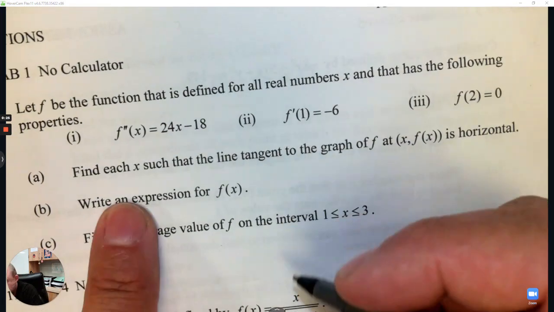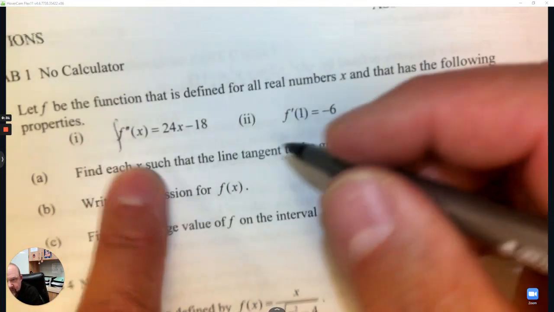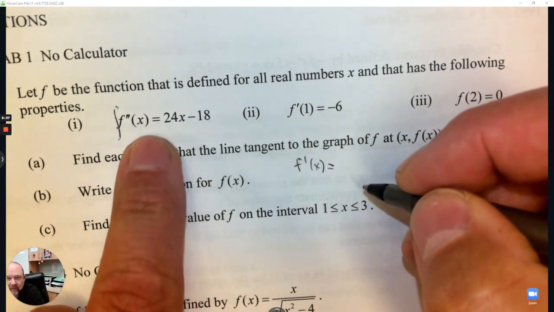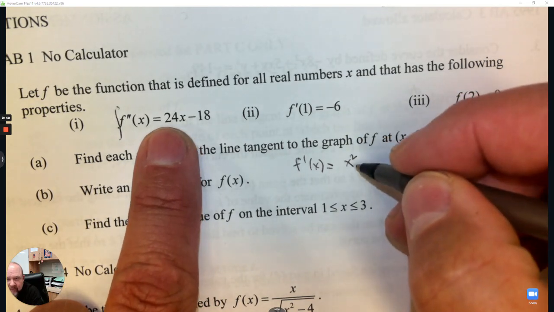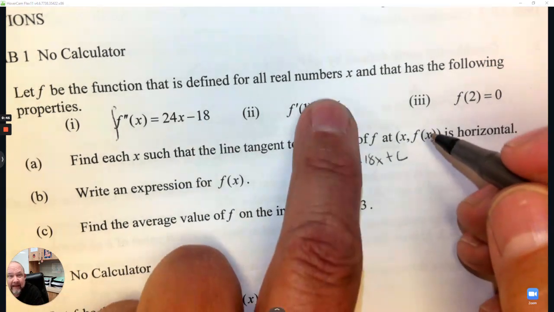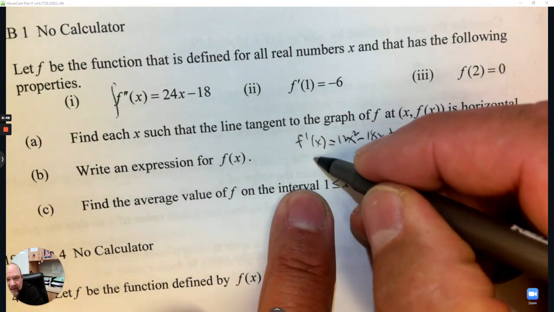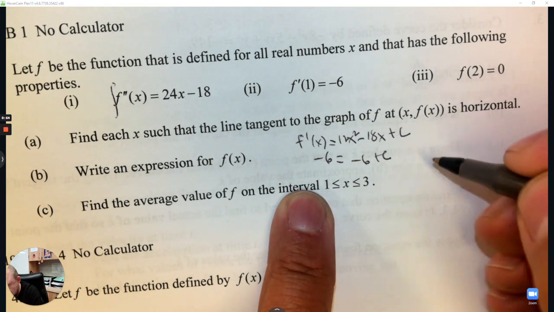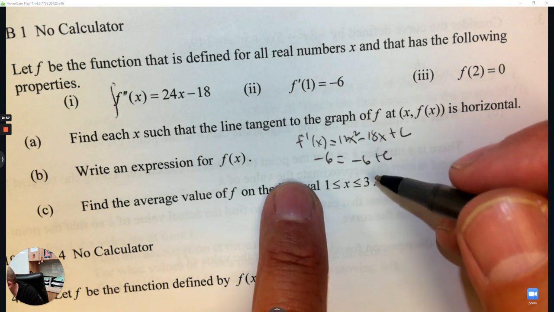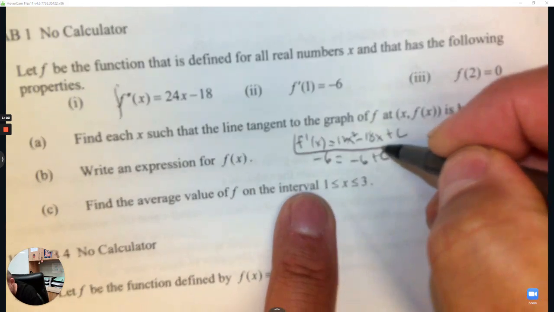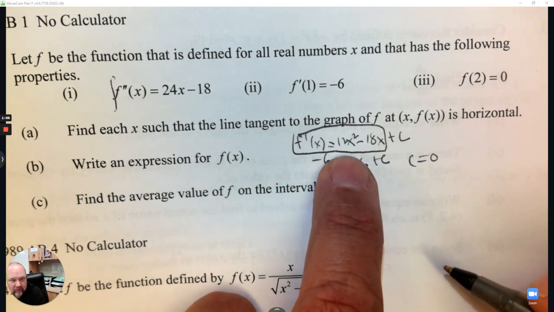So first, I need to integrate the second derivative to find the first derivative. So we're going to add 1 to the exponent and divide. When you divide by 2, that's 12. Add 1, that's just x, and then plus c. Then we're going to plug this in. So we're going to make it equal to -6 and plug in 1. That's 12, take away 18. And that means c equals 0. So if c equals 0, that is your first derivative.